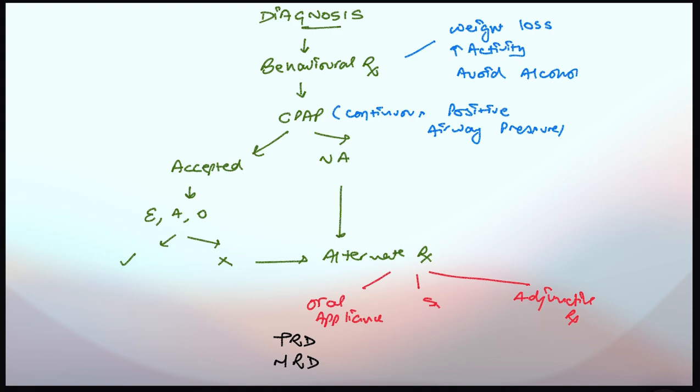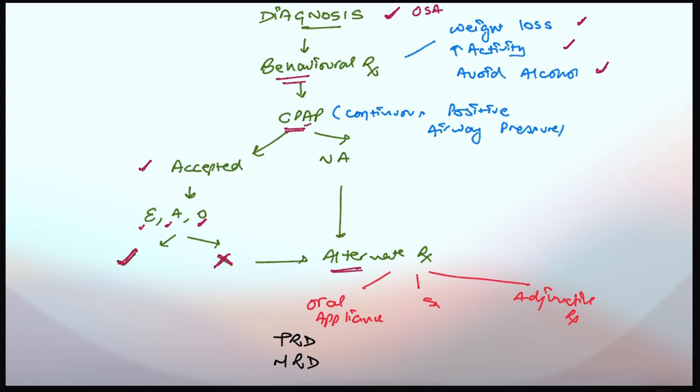For the treatment part, once we have finalized that the patient is having OSA, we go for behavioral treatment. In behavioral treatment, we advise the patient to lose weight, increase the activity, and avoid alcohol and smoking. Then we go ahead with the CPAP machine, that is continuous positive airway pressure. If it is well accepted by the patient, we go ahead with evaluation and adherence to the CPAP machine, and then we study the outcome. If it is positive, then follow-up is done. If there is no effect, then we go for the alternate treatment.